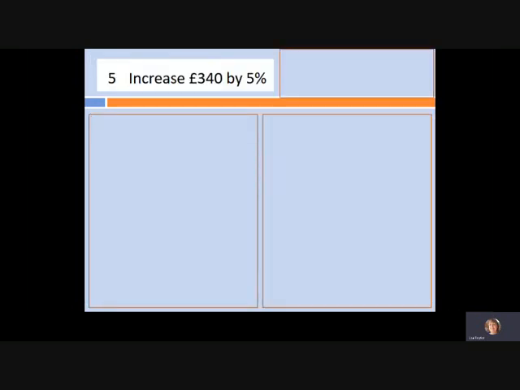Question 5, increase £340 by 5%. So just going to highlight this word because sometimes that gets forgotten when it actually comes to answering the question. Okay, again, increase. And we're working on 5%. So this is a non-calculator skill within the 10 questions. So I'll first of all look at the most common non-calculator method.